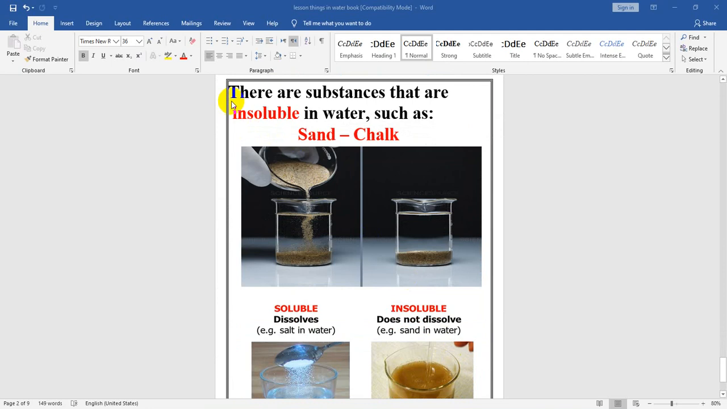On the other side, there are substances that are insoluble in water. Insoluble means doesn't dissolve. Insoluble means doesn't dissolve in water, such as sand and chalk.